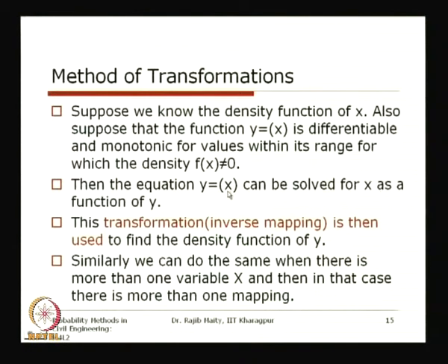When the equation y equals g(x) can be solved for x as a function of y, this transformation, that is the inverse mapping, is then used to find the density function of y. Similarly, we can do the same when there is more than one variable x, and in that case there is more than one mapping. This will be discussed when we discuss multiple random variables. Here in this lecture we are discussing the single random variable, so we deal only with going from one random variable x to another random variable y.